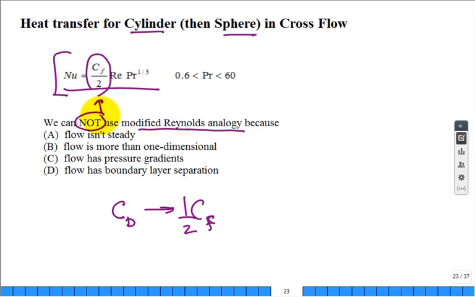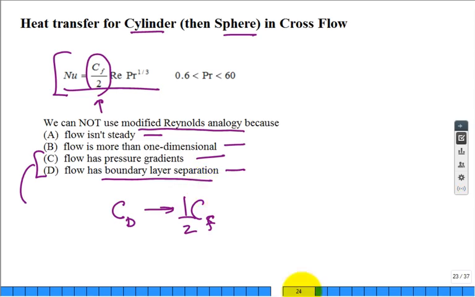You did it for the flat plate and it works. But you really just cannot do that for this problem of the cylinder, sphere, and cross flow. And the reason is the flow isn't steady, or the flow is more than one-dimensional. The flow has pressure gradients, so the flow has boundary layer separation. It's really C and D. And I'm just going to give you the answer to that. When you have a significant pressure gradient out there in the free stream, no. And when you have boundary layer separation, no. But when you don't have those, this equation works well.